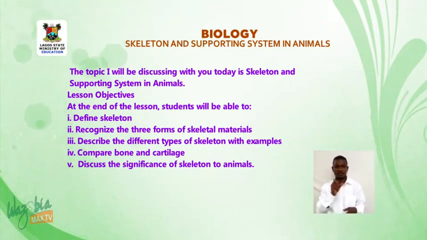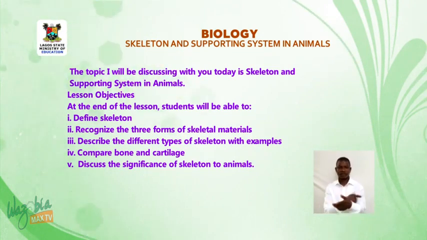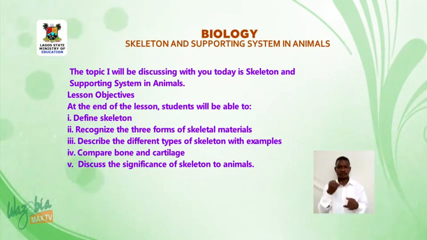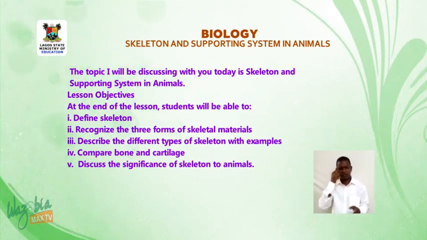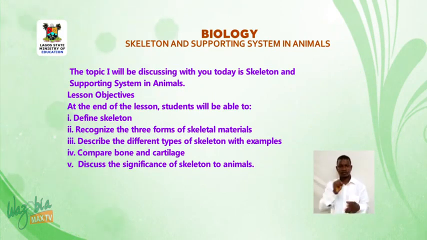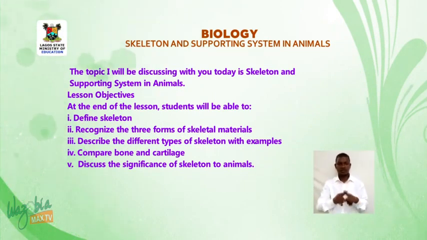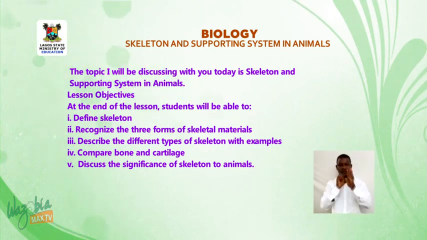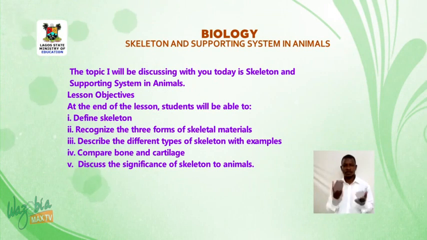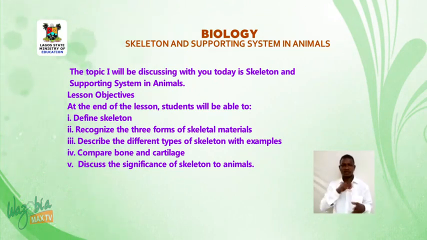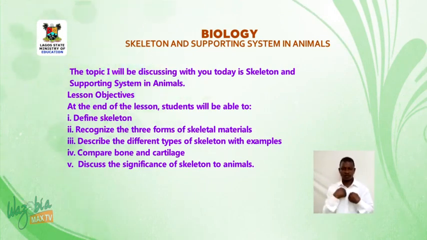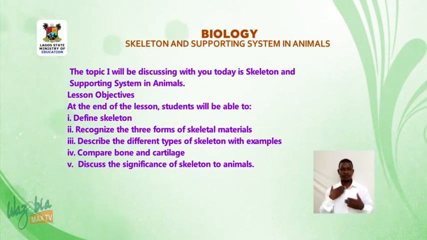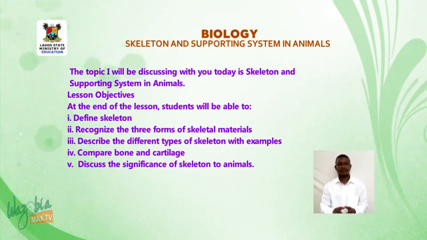Skeleton and supporting systems in animals. Lesson objectives. At the end of the lesson, students will be able to: 1. Define skeleton. 2. Recognize the three forms of skeletal materials. 3. Describe the different types of skeleton with examples. 4. Compare bone and cartilage. And 5. Discuss the significance of skeleton to animals. Now, let us enjoy the lesson together.